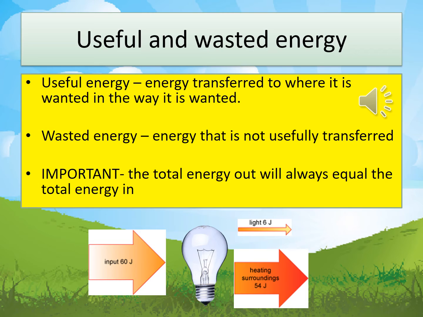6 joules are used to obviously produce light. However, 54 joules of energy in this light bulb are actually used to heat the surroundings. Therefore, this particular light bulb is very, very inefficient. So again, I want you to add some information to your notes.